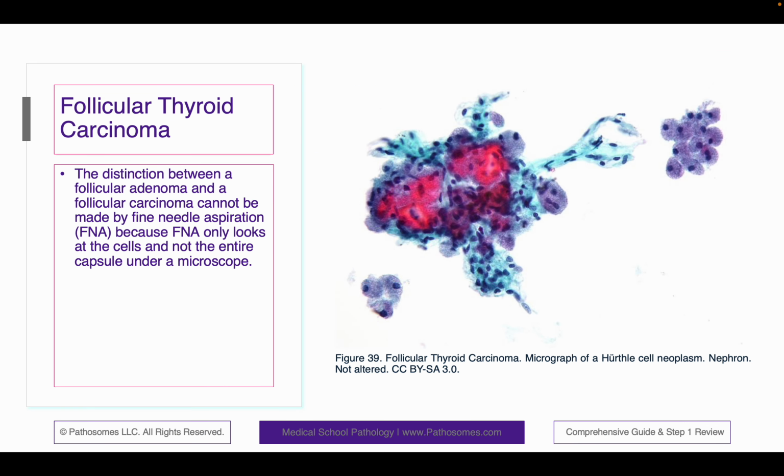And here we have some FNA showing a micrograph of a Hürthle cell neoplasm. But note, the distinction between a follicular adenoma and a follicular carcinoma cannot be made by a fine needle aspiration because an FNA only looks at the cells and not the entire capsule under a microscope, right? So you might see a trick question like that.